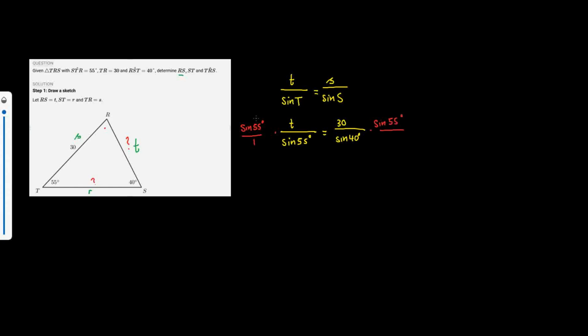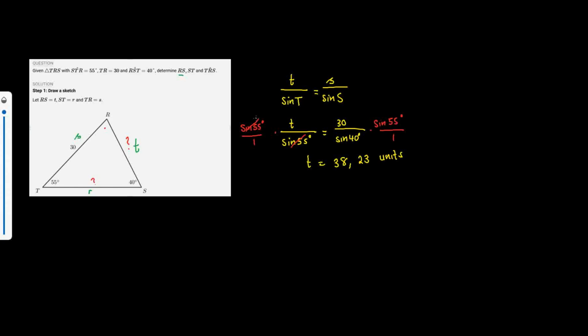Of course, the sine 55 degrees will divide off. I'm left with t is equal to all of this. And of course, you can take your calculator. Make sure again it's on degrees. I'm going to say 30 over sine 40 degrees times sine 55 degrees, and that is equal to 38.23 units. I'm going to round up to 2 decimal places.